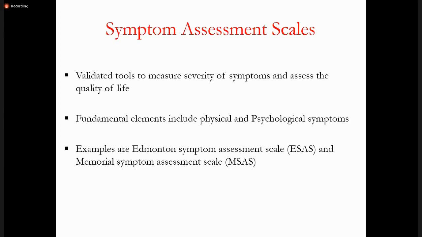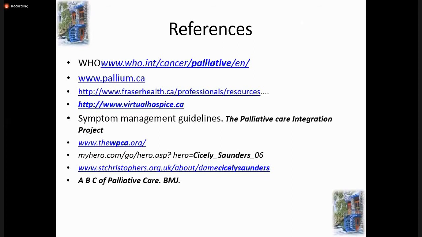Different tools have different scoring and grading according to that particular questionnaire. Some are filled by the physician, and some can be visual analog scales filled by the patient him or herself. I have given two examples here: the Edmonton Symptom Assessment Scale and the Memorial Symptom Assessment Scale. These are the references.